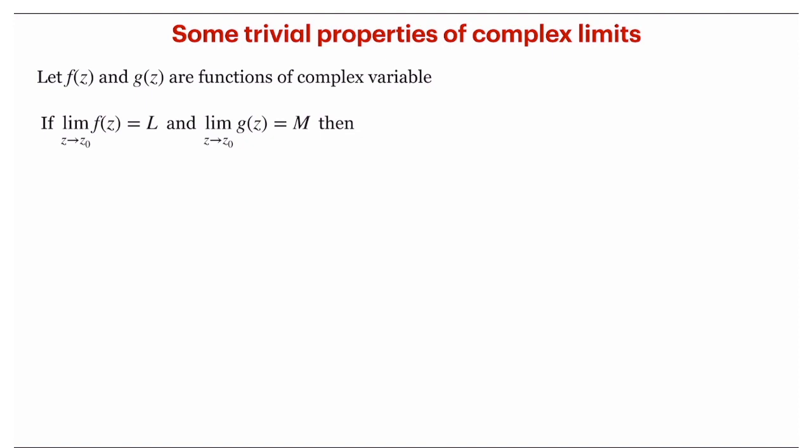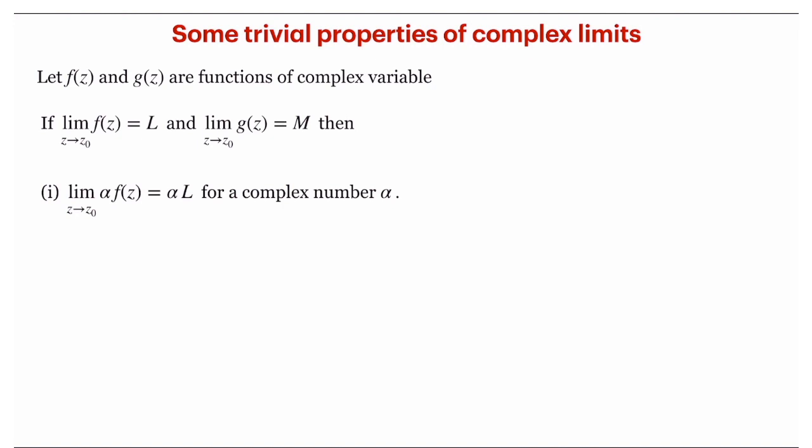So let's look at some of the trivial properties of the limits of the complex function. Let f of z and g of z be functions of a complex variable. We have limit z going to z naught of f of z is equal to L, and the limiting value of g, that is z going to z naught, is m. Then the following are true. It is fairly simple to show all of them. I am just listing them.